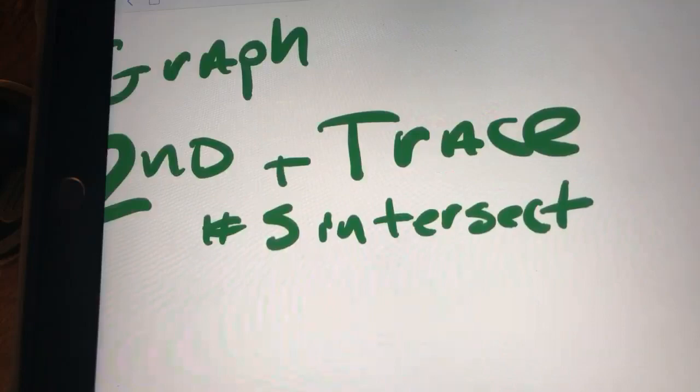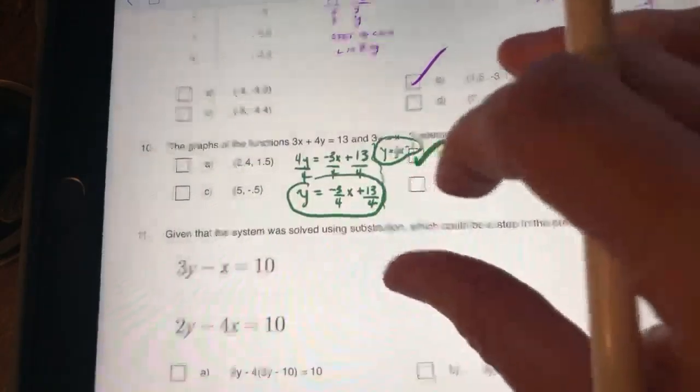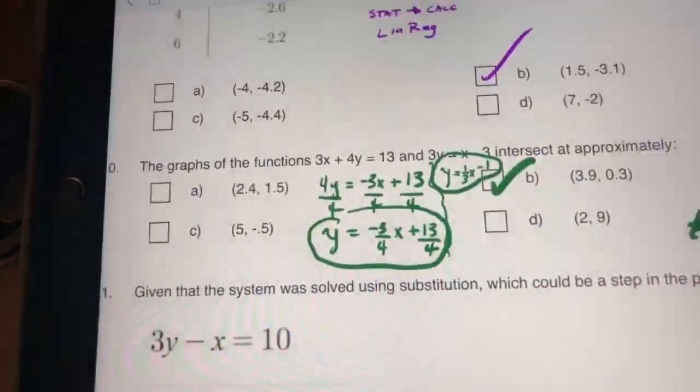So don't get scared with a question like this. Right away, the second I see decimals, and since it's multiple choice anyway, am I going to actually sit and graph this? Probably not.